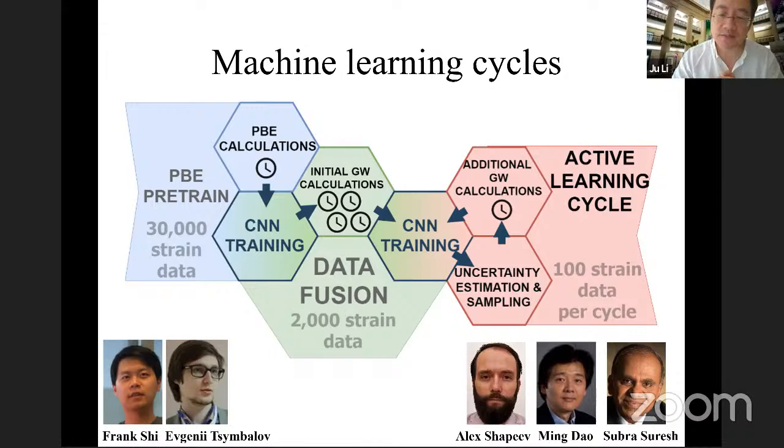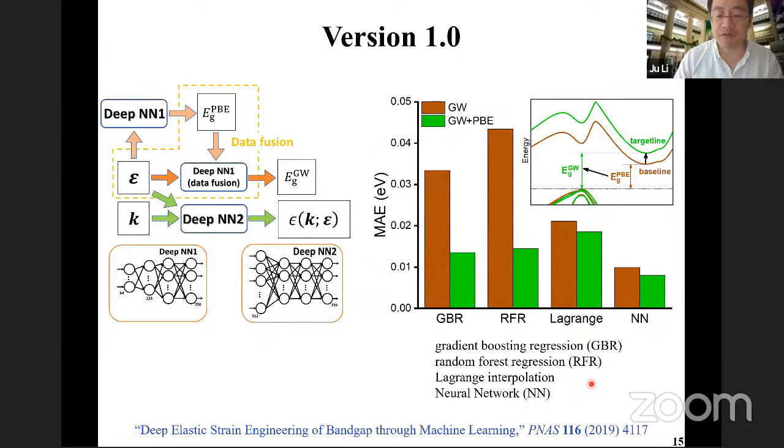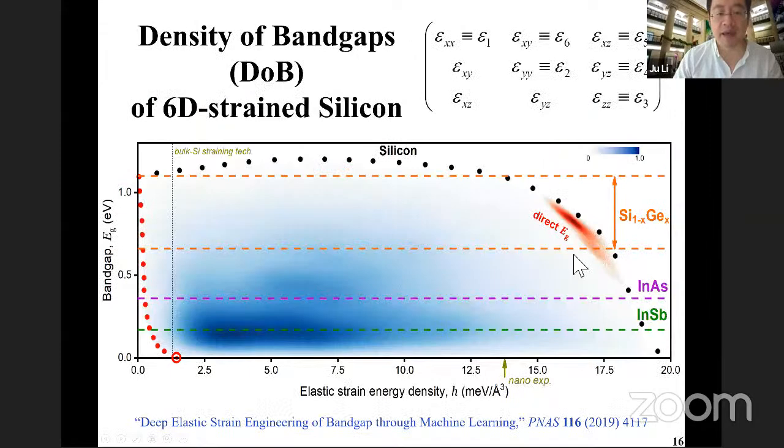So what we've done is just to do tens of thousands of calculations with DFT and sometimes thousands of GW calculations, which is more expensive, and combining with a neural network representation, we can get basically a very good fit of the DFT calculations. So we've checked a few different machine learning frameworks, but it turns out that neural network is the best.